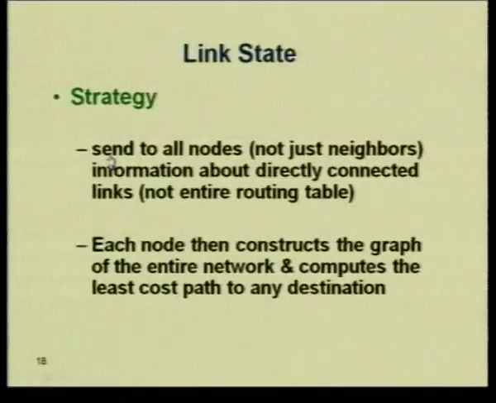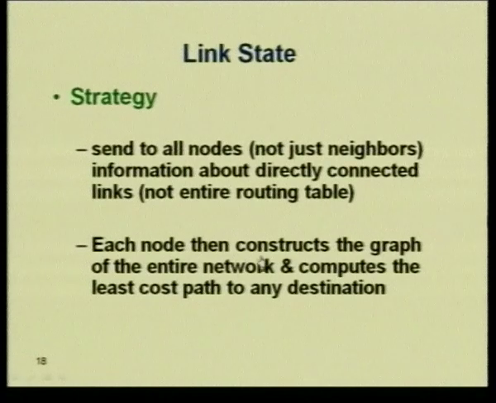Now we move to the link state routing protocol. The strategy in a link state routing protocol is that you send information to all nodes, not just the neighbors. So you send to all nodes information about the directly connected links, and we do not send the entire routing table. You can see that this is the major difference between the distance vector routing protocol and the link state routing protocol.